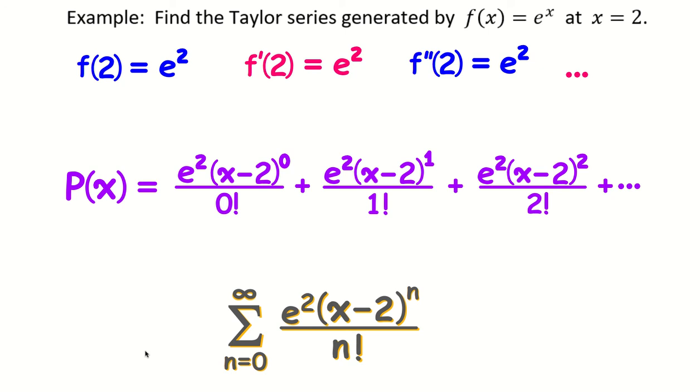But let that sink in. Pause the video, think about that for a little bit, and make sure you understand that this polynomial is going to go on forever, and that's us describing the series. Every single term is just going to be e to the second times x minus 2 to some power, all over that same power factorial.